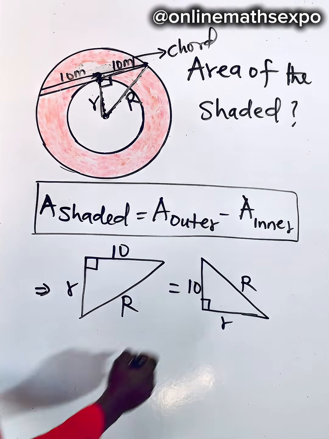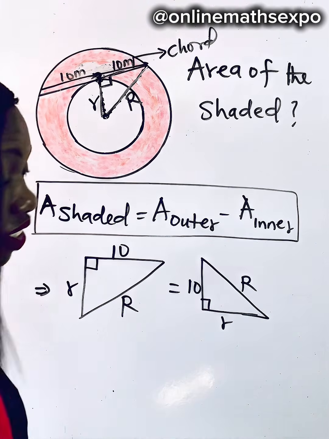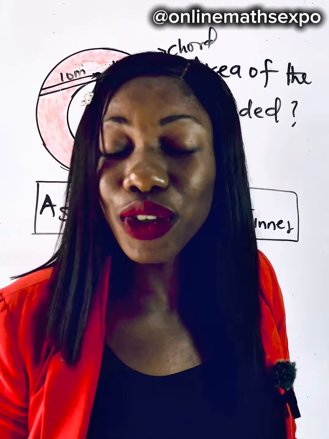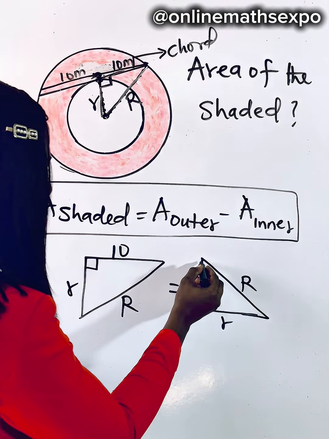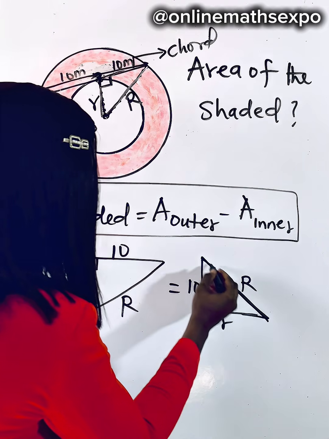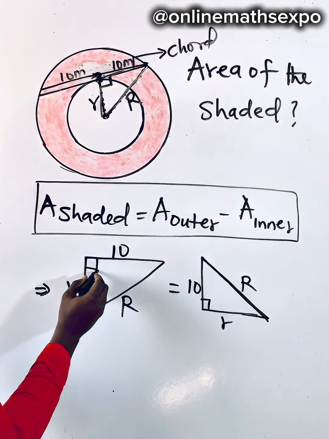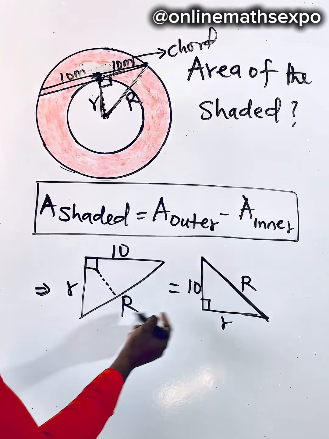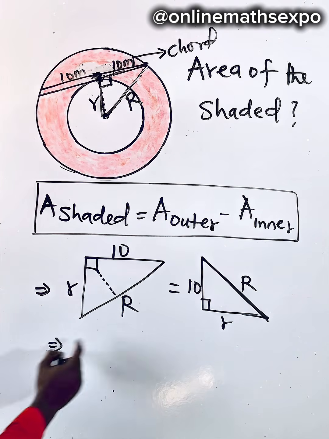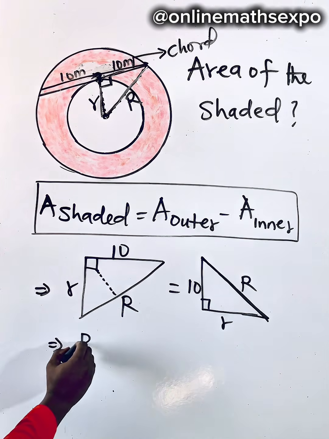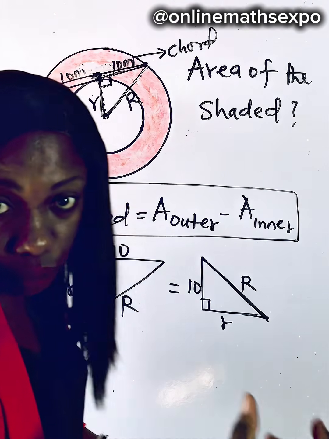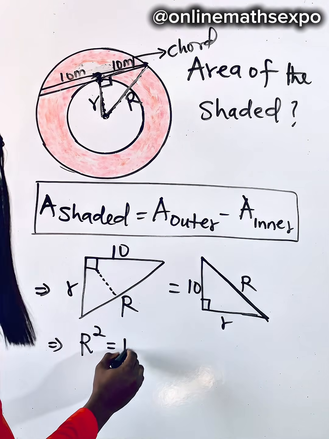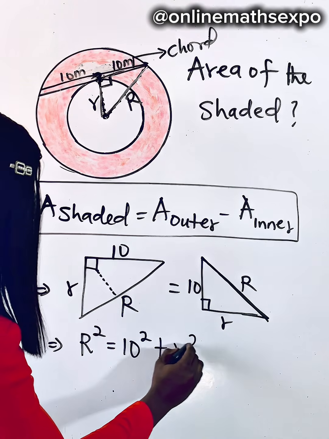This one measures 10. Now, whenever you work with the sides of a right angle triangle, remember to use your Pythagorean theorem. So applying it here, this part is the longest side. The side that is opposite to this right angle is the longest side. So in that case, we are going to have this length, square it. It should be equal to the square of the two legs summed. So we now have 10 squared plus r squared.